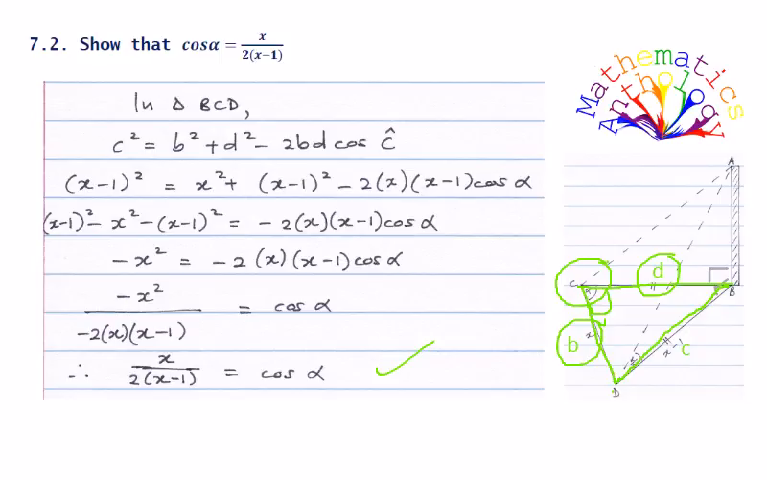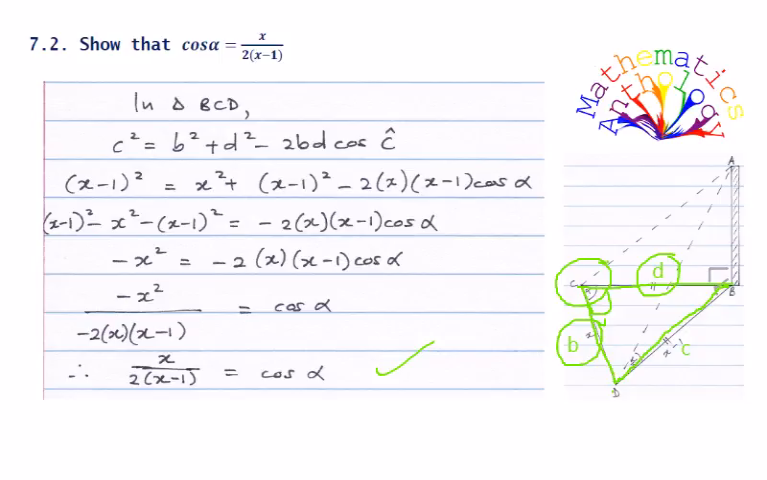If you want cos alpha, you need to get rid of everything that's before it by dividing. So we'll divide both sides by negative 2 into x minus 1. So on the left hand side, you'll have negative x squared over negative 2 into x minus 1. That's equal to cos alpha on this side, which is what we wanted. All we need to do now is simplify the left hand side, and we should get the answer that they are expecting us to get in the question.